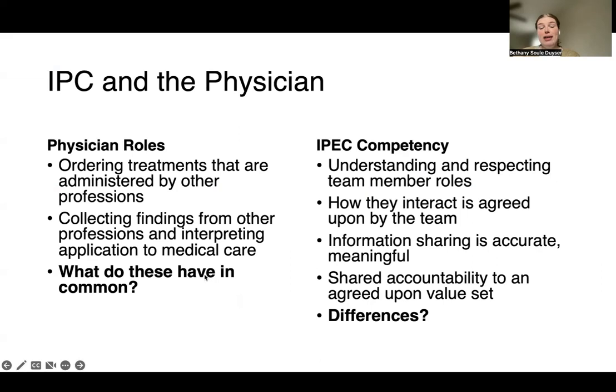The challenge here, I think there are really 2 challenges to interprofessional collaboration. The first challenge is maintaining your own professional roles, right? Like accomplishing all those physician roles that are listed in that left-hand column and being a good member of the interprofessional team. It's a lot of work to manage.